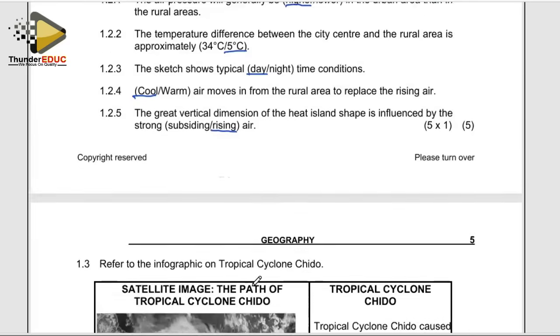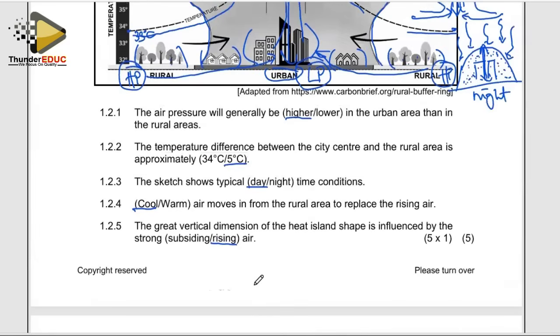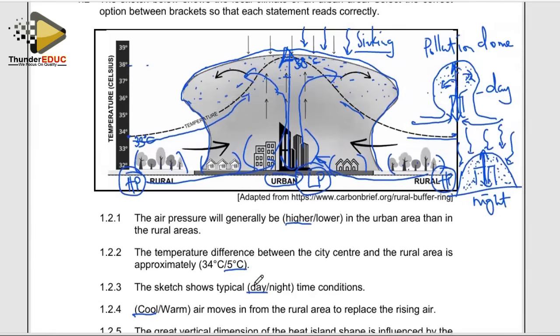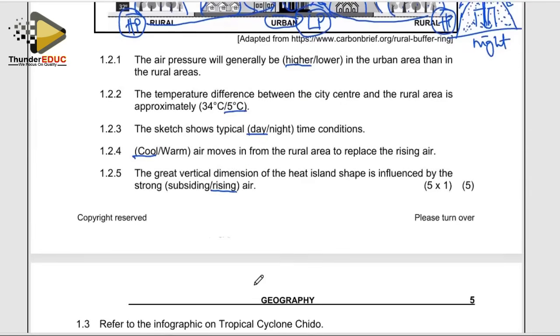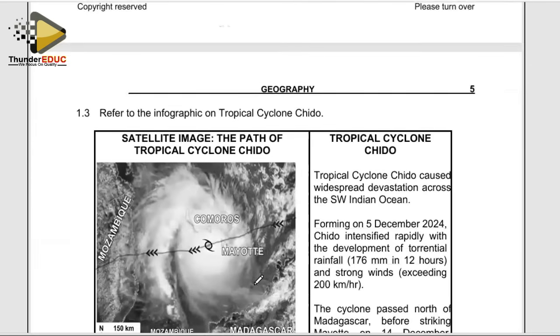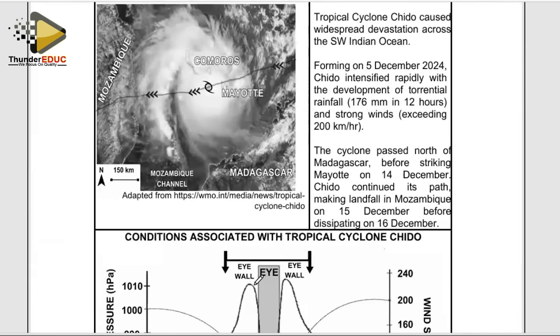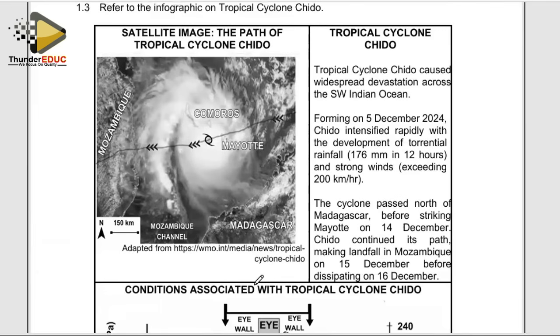Right. That takes us to the end of question number 1.2. Let's move on to question 1.3. Right, 1.3 is talking about the tropical cyclone. I'll just give a brief explanation of tropical cyclones, how they operate, how they happen to exist, and the general information about tropical cyclones. Then we look at our questions.